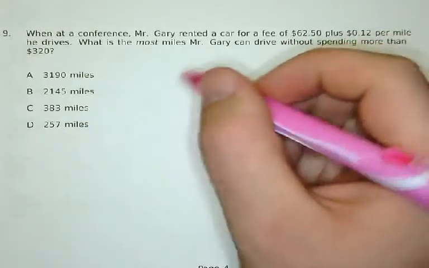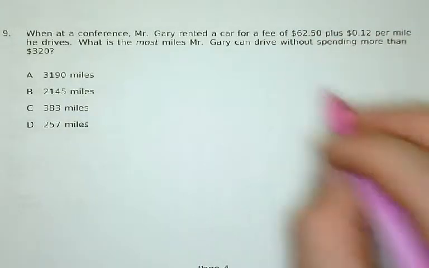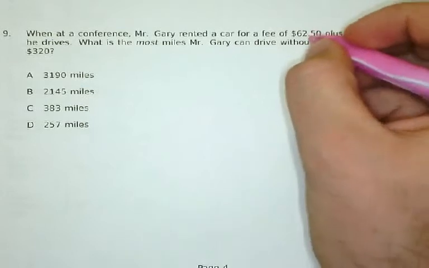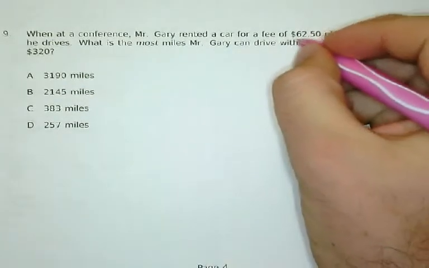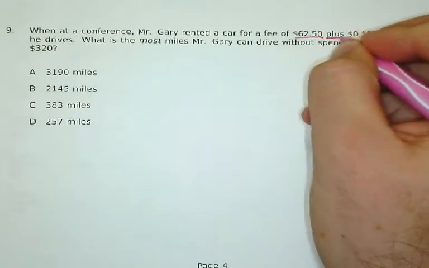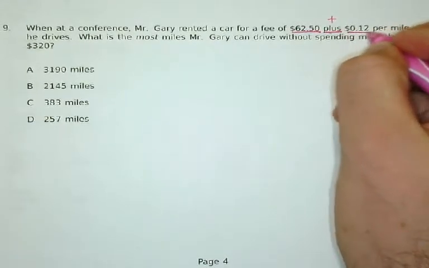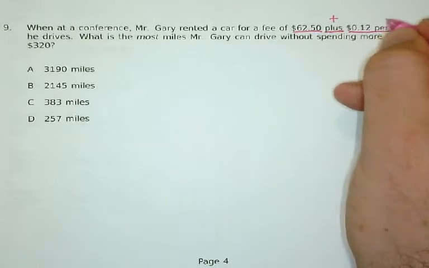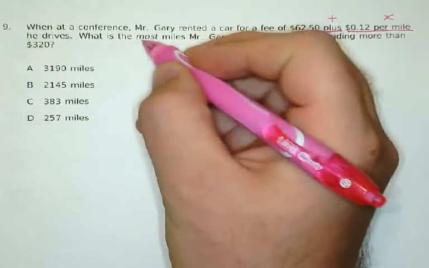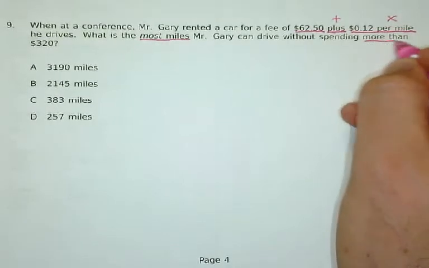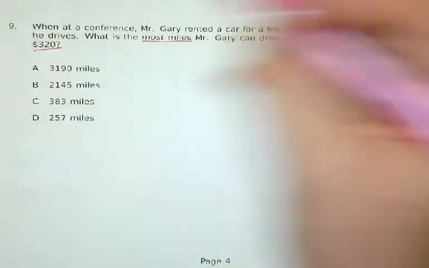Alright, so what I'm going to do first is circle some key information, underline some things, and make sure I get the problem right. So Mr. Gary rented a car for a fee of $62.50 plus, when I see plus, I think add, 12 cents per mile, which means multiply, of what he drives. What is the most miles Mr. Gary can drive without spending more than 320?